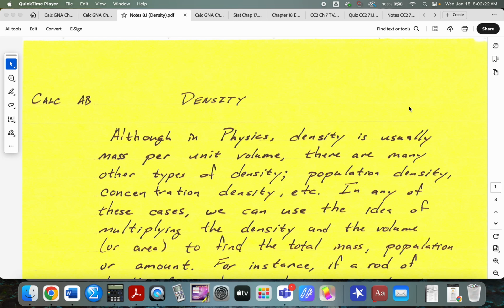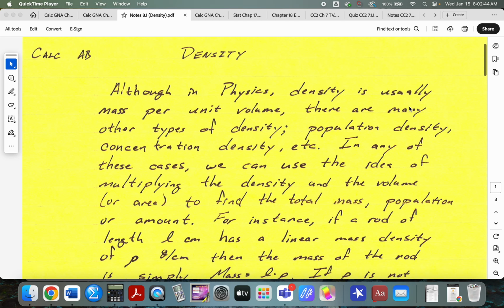Today we're going to talk about another way that we can do the integral as net change. The College Board sometimes talks about it as being what they call an accumulation function, and that's kind of a good way to think about it also. But today we're going to look specifically at density.